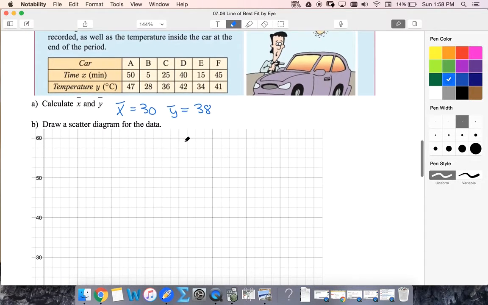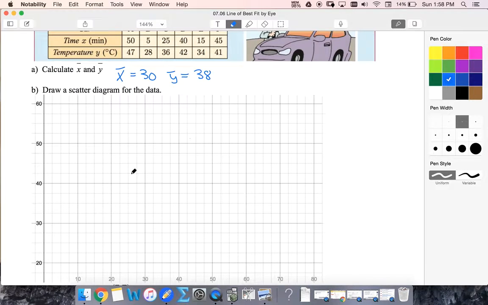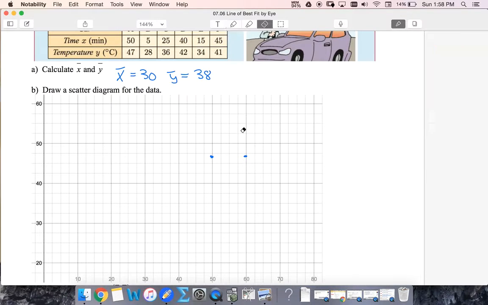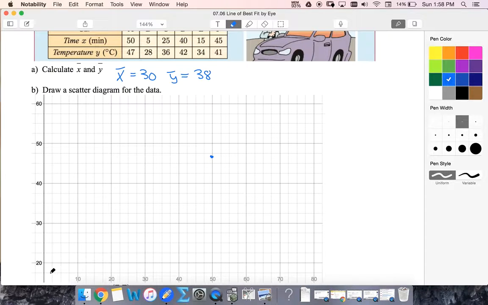So we should plot all of our data points. All right, so we've got 50, 47, 2, 4, 6, 10. So each of these we're counting by 2.5 because halfway would be 45. So 45, that'd be 47.5, so just below there. Oops, but on the 50. All right, 5, 28. So 10, 5, 28. About here.